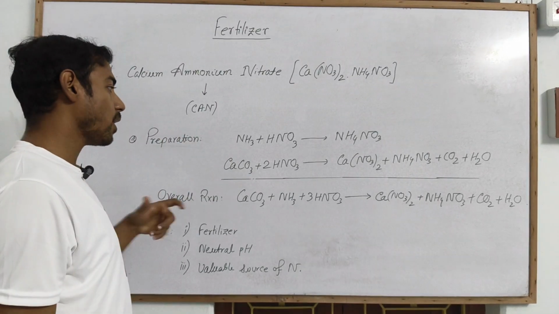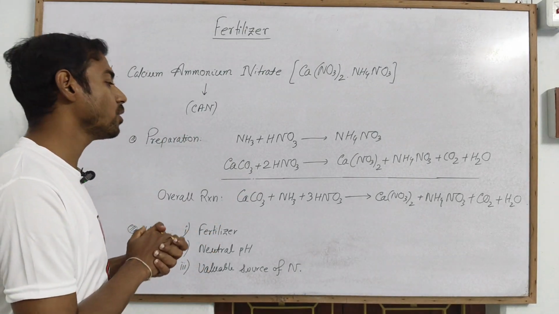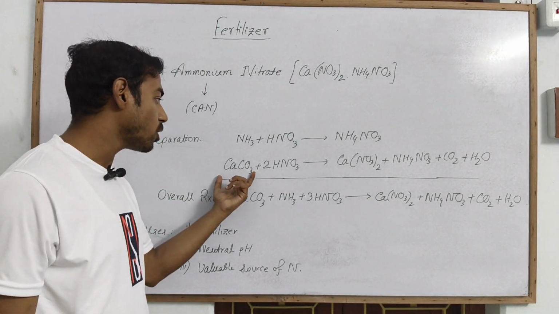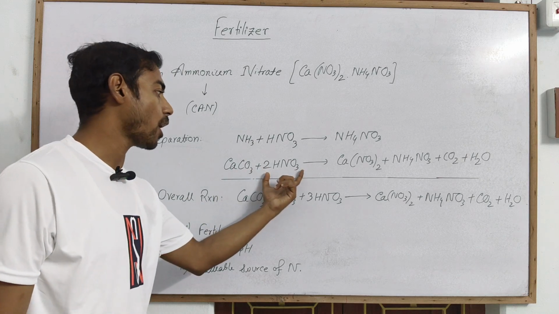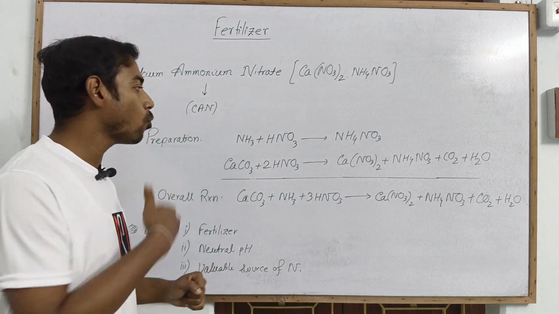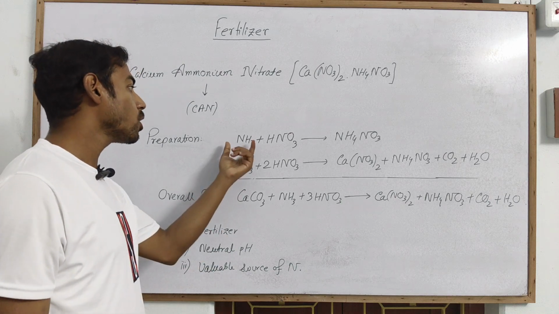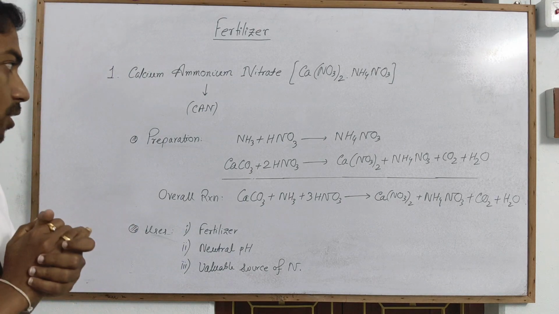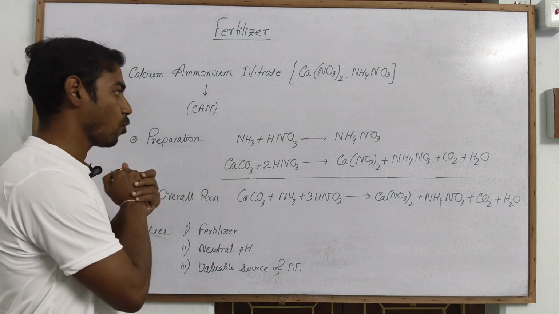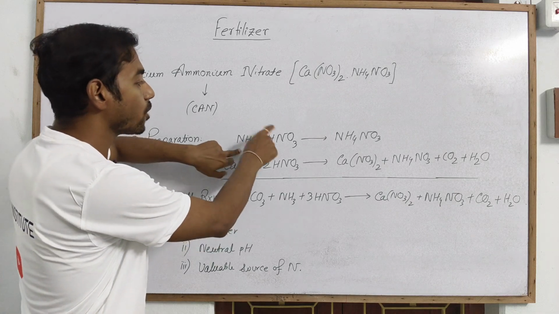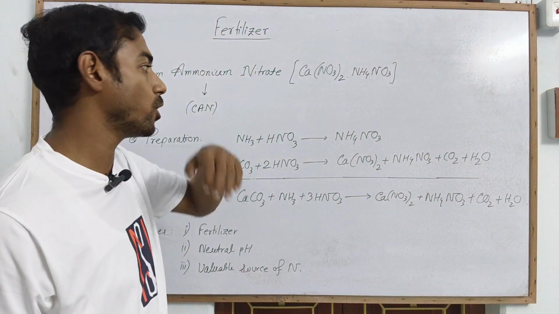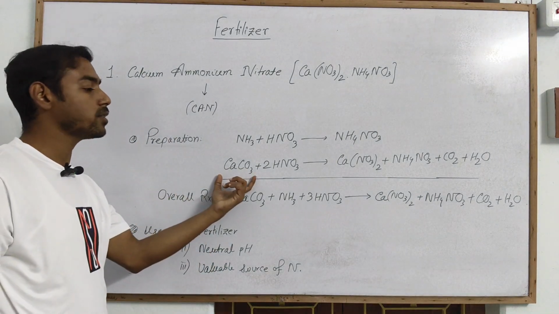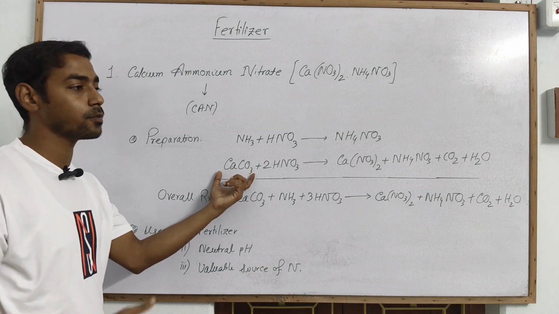Now we will go through the preparation in brief. The manufacture of CAN involves the reaction of calcium carbonate, that is limestone powder, with nitric acid in the presence of ammonia. Why is ammonia being used? Because it neutralizes the excess nitric acid. In the first step, ammonia reacts with nitric acid to produce ammonium nitrate. After that, calcium carbonate or limestone powder is used.